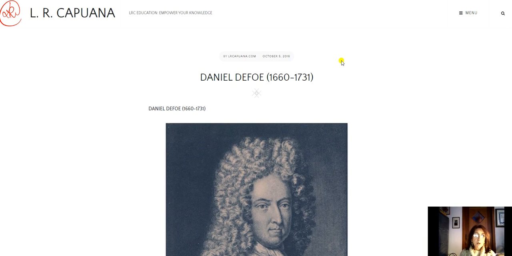Daniel Defoe, who was born in 1660 and died in 1731, is one of the most prominent novelists of the Augustan Age. This is so because Robinson Crusoe, in particular, which is also considered his masterpiece, is considered the first modern novel of English literature.